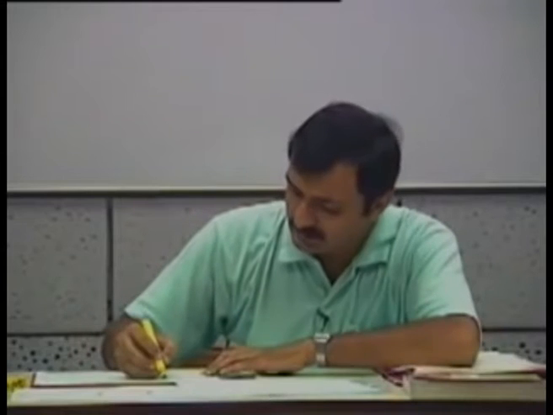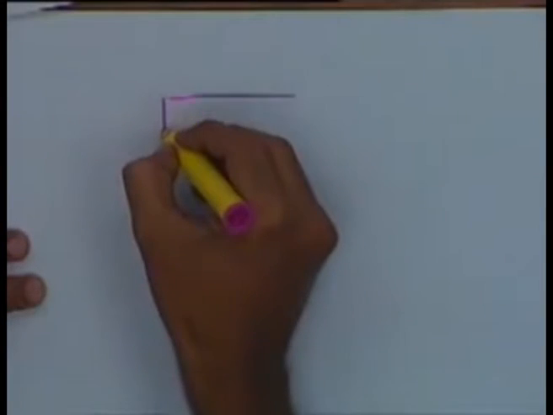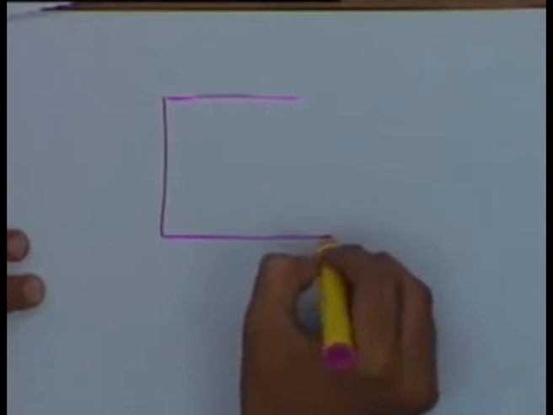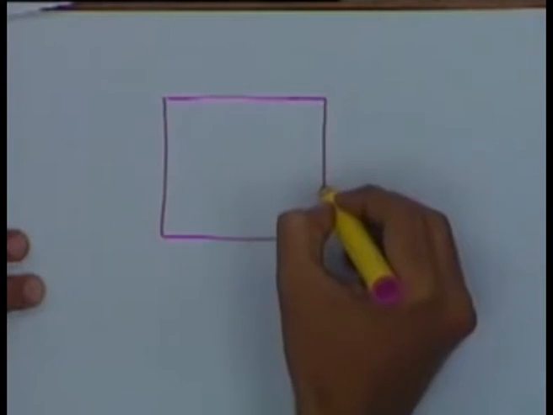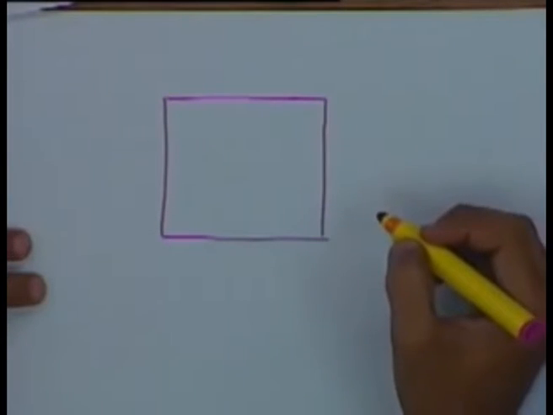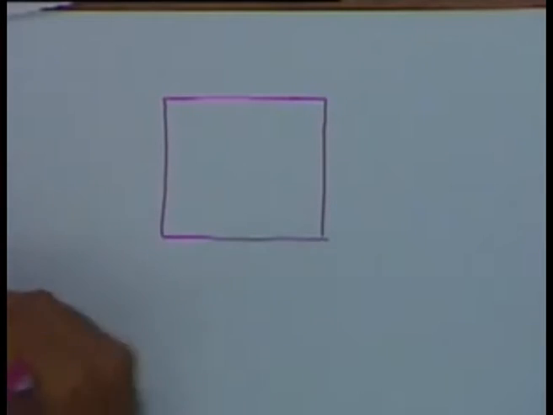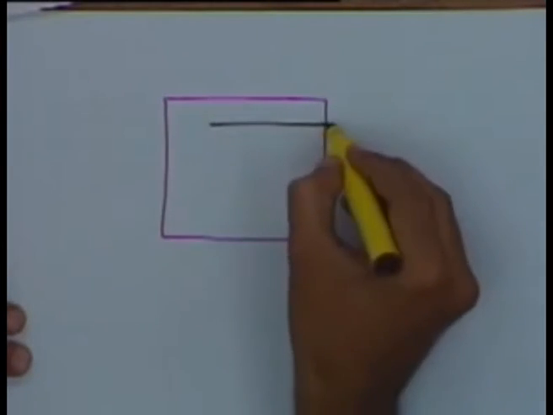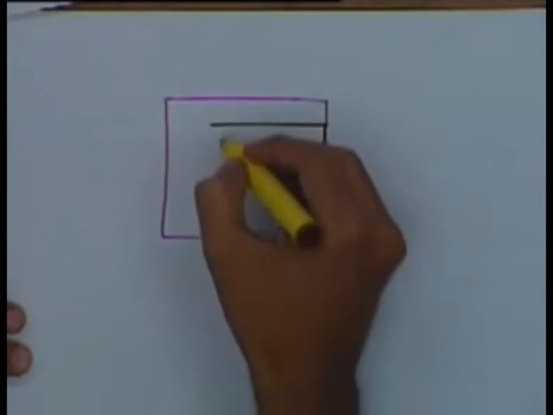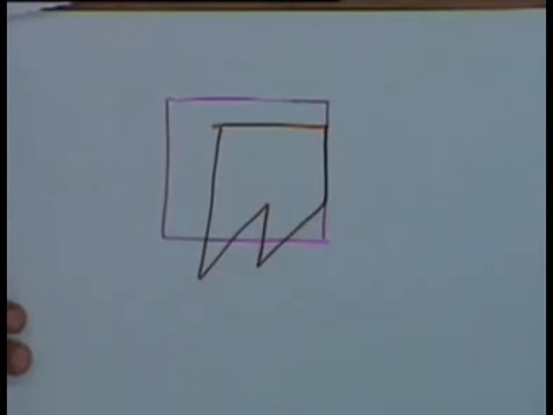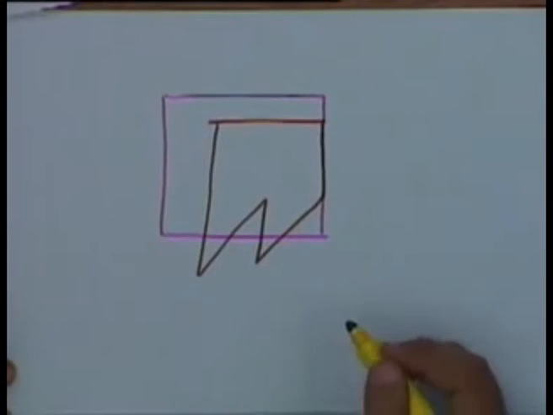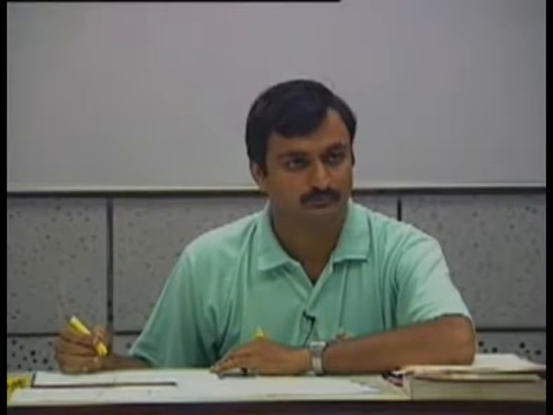Think of a case like this. This is your clipping window, and your clipping polygon is something like this. What happens in a case like this? This is your clipping polygon.